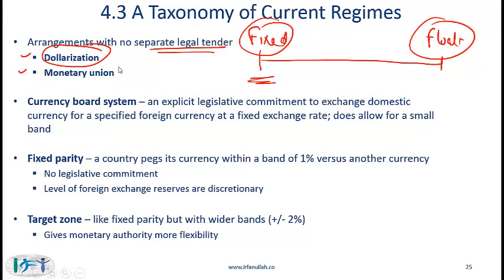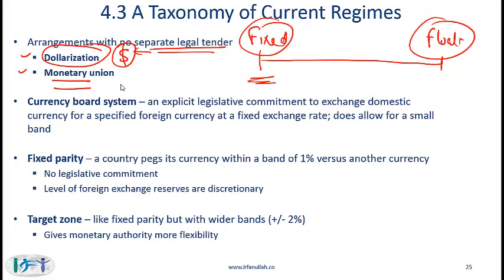One is dollarization, where a country such as Panama says that we do not have our own currency, we will simply use the US dollar. So effectively, this country does not need to have a monetary policy of its own. It simply imports the currency and the monetary policy of the United States.